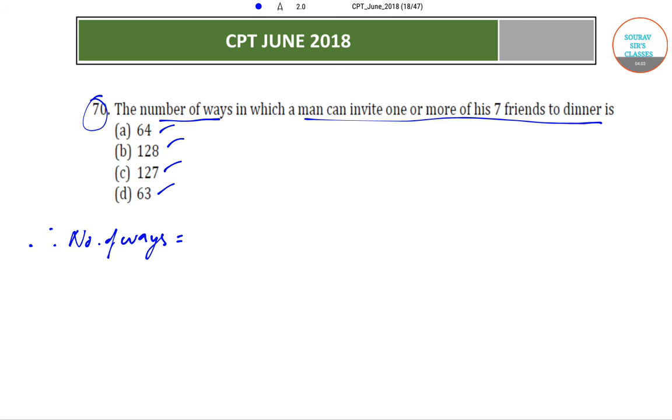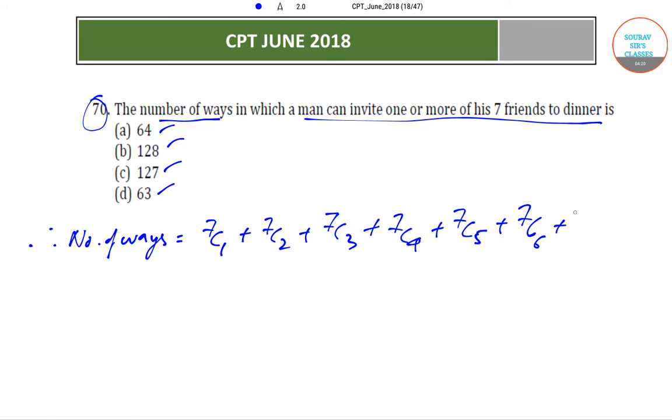If he has to invite 1 friend from his 7 friends, the number of ways will be 7C1. If he has to invite 2 friends, it will be 7C2. If 3 friends, then 7C3. Then 7C4 for 4 friends. For 5 friends, 7C5. For 6 friends, 7C6. And for 7 friends, 7C7. Now 7C1 will be 7. Then 7C2 will be 7 into 6, 42, divided by 2, so we have 21.